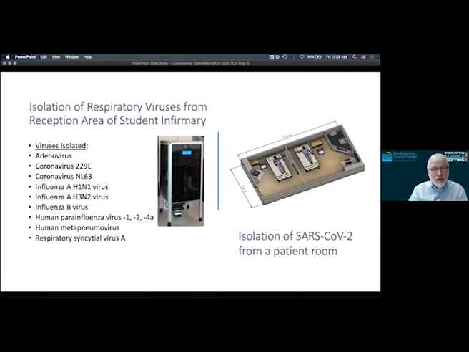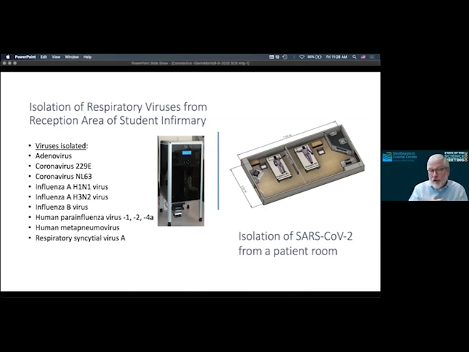In a study we did a couple of years ago, we parked one of these machines in the waiting room in the reception area of the student infirmary here at UF. And what's shown is the list of viruses that we pulled out of the air from the air of the waiting room of the Student Health Service.